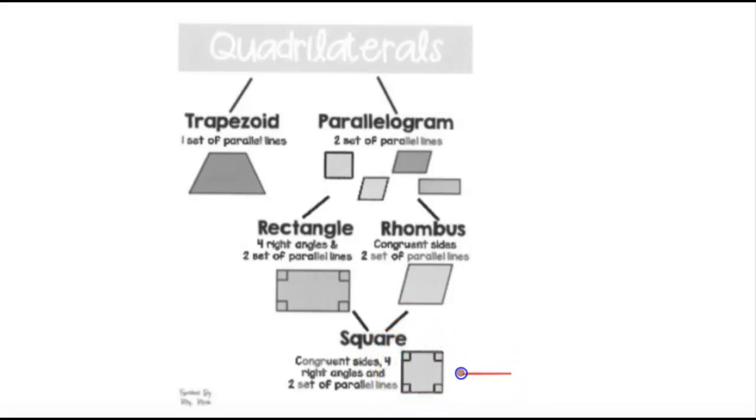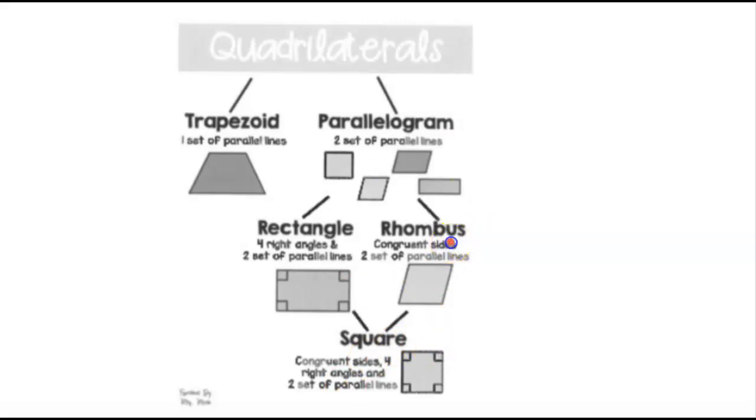To be a square, it has to be a quadrilateral with four sides the same, four right angles, and two sets of parallel sides. By the way, if it has four right angles, it's going to have two sets of parallel sides. There's no way around it.